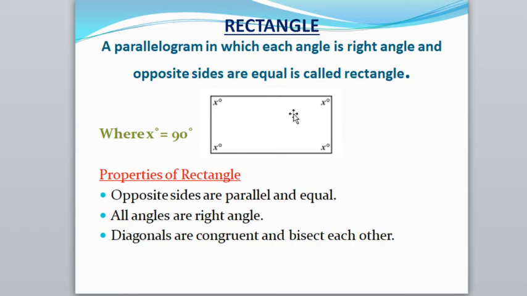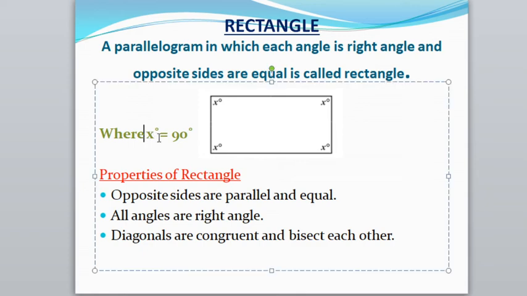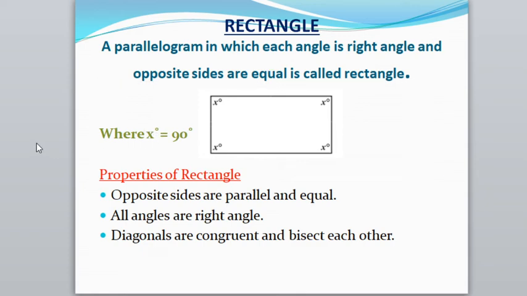Again it is given there that each angle is right angle. So in this rectangle the total number of angles is 4, and it is written here x degree, here also x degree, x degree, x degree. Here it is written x degree for all the angles because all angles are equal with measure 90 degree, means here all angles are right angles. So here I have written x degree is equal to 90 degree.